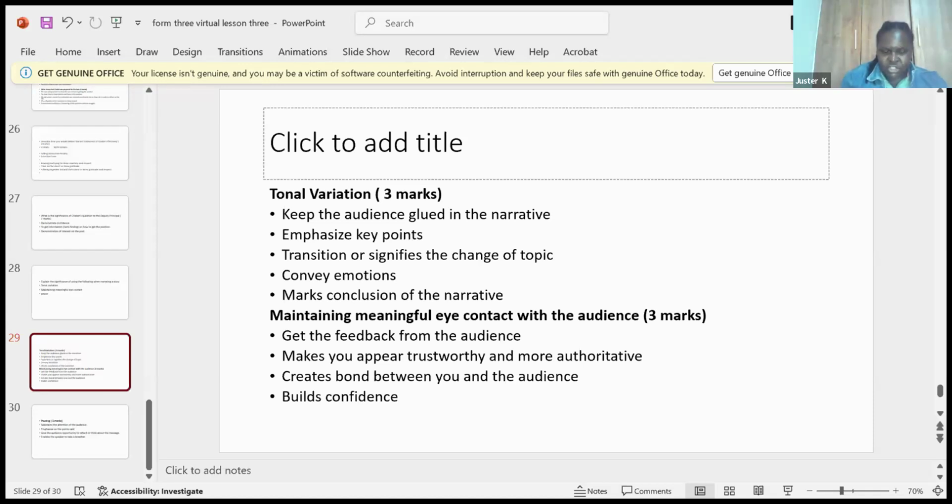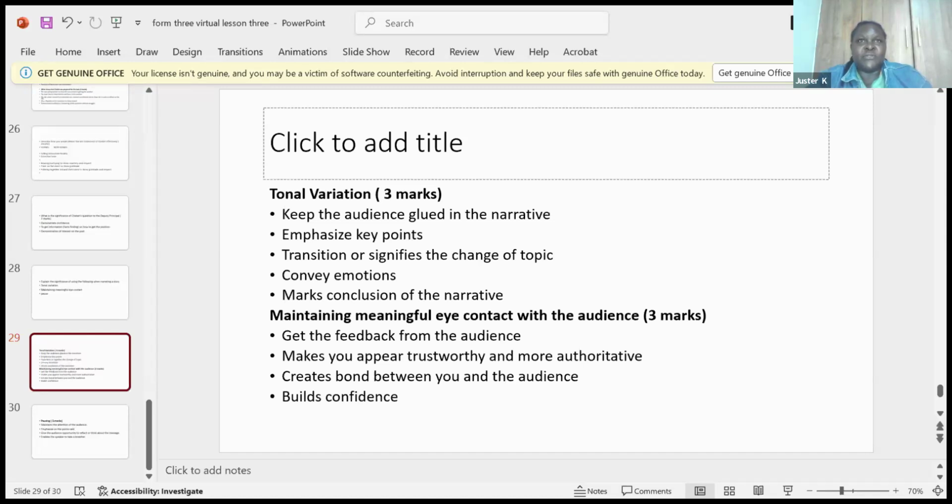You have their attention. Another candidate here also gave us the point of emphasis. You use tone variation to emphasize some points. Sometimes you have to use maybe a high pitch, a low pitch, flat, to emphasize. There are some points that need to be emphasized, so you vary your tone to emphasize them.